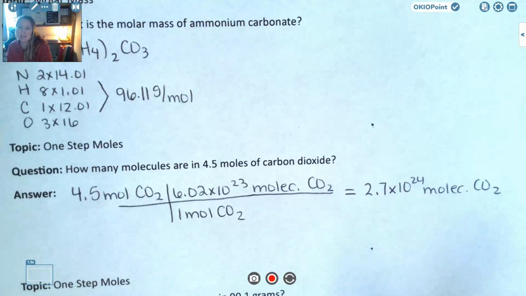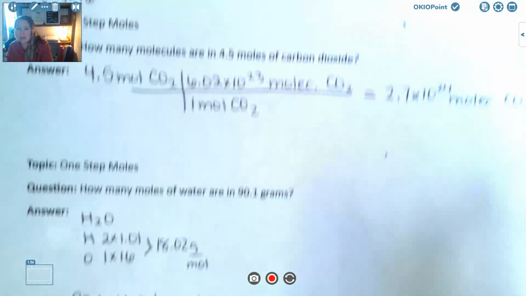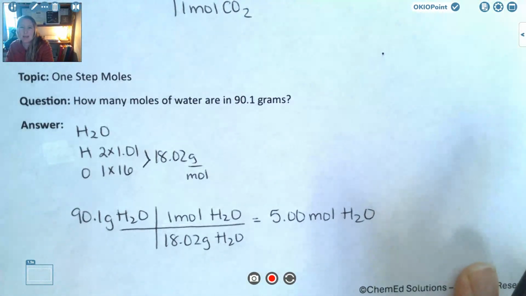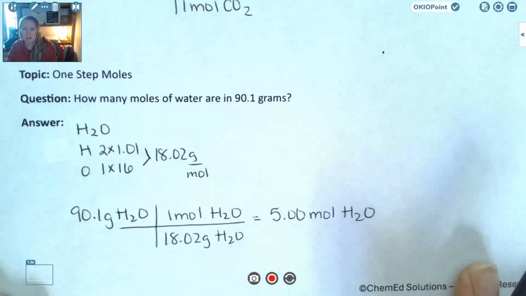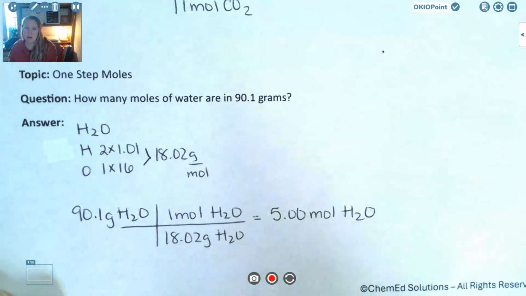And then I typically would just do one in class. If you're on more of a block schedule, you're probably going to have two of these because you can spend a little bit longer on Bellwork. And then the next one, again, a one-step mole calculation. How many moles of water are in 90.1 grams?